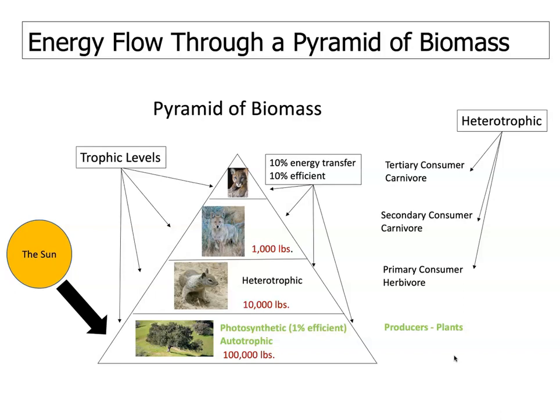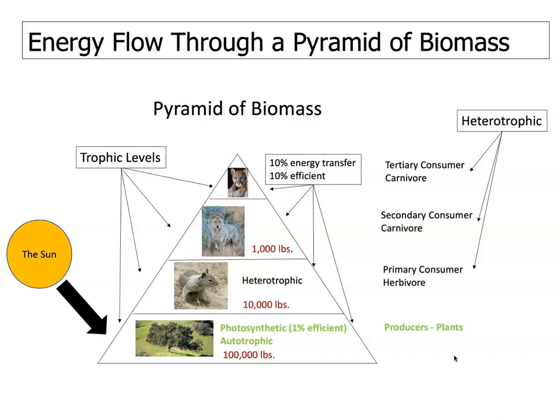And so if you have 100,000 pounds of plants, you can support 10,000 pounds of ground squirrels, which could support 1,000 pounds of coyotes, which could support 100 pounds of mountain lions. Okay. And so notice that the triangle gets smaller and smaller as you go up towards the top of the pyramid of biomass. The apex predator, or the top level predator in this pyramid of biomass, is a mountain lion. And so again, this particular pyramid of biomass has 4 trophic levels.